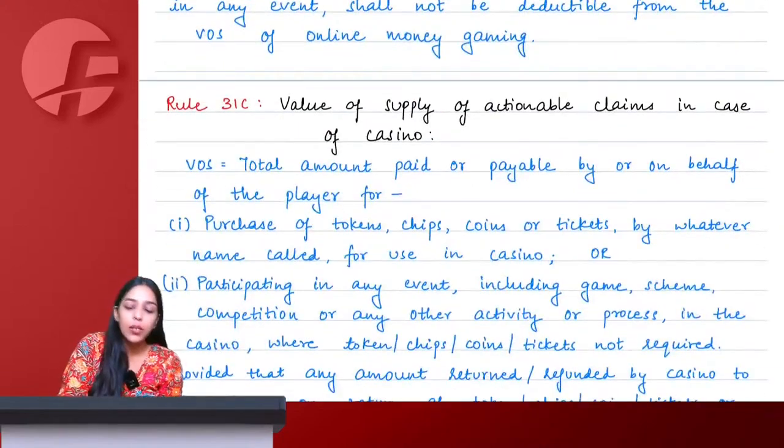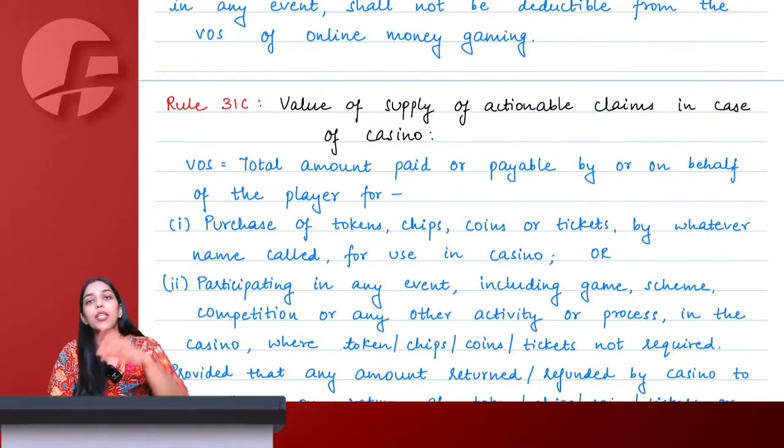Right, ma'am. Rule 31C talks about casino. Again, this is the same provision as for online games, where you directly put the money in the games.